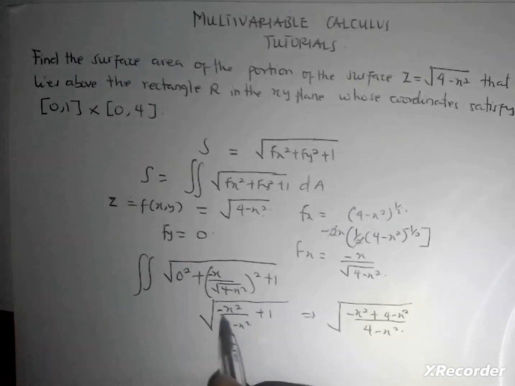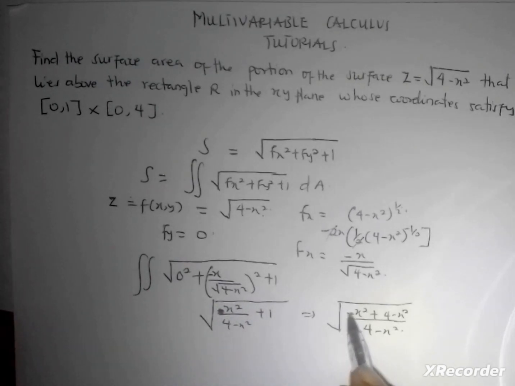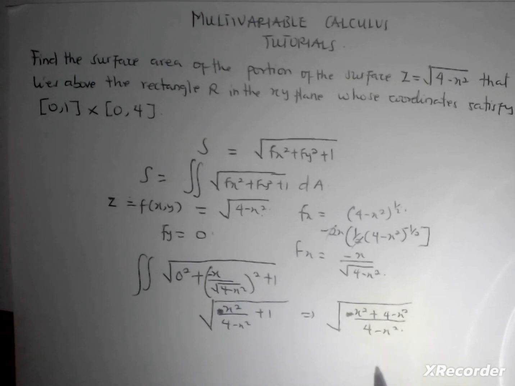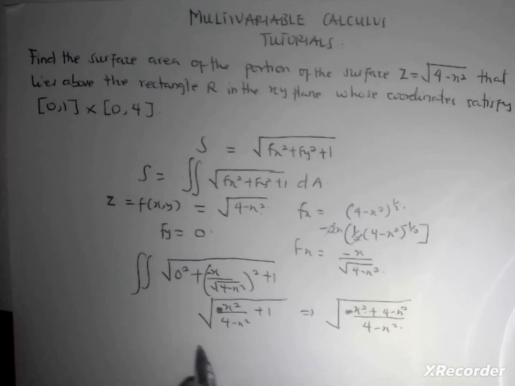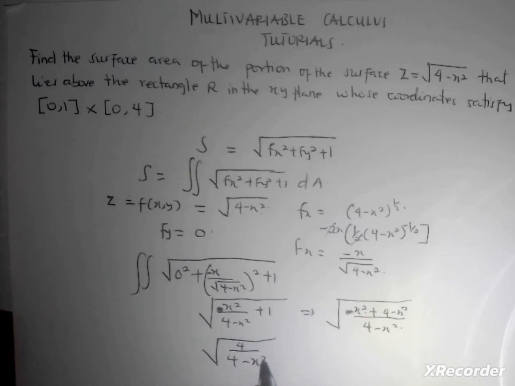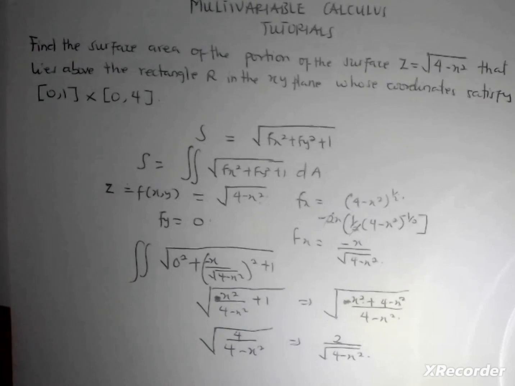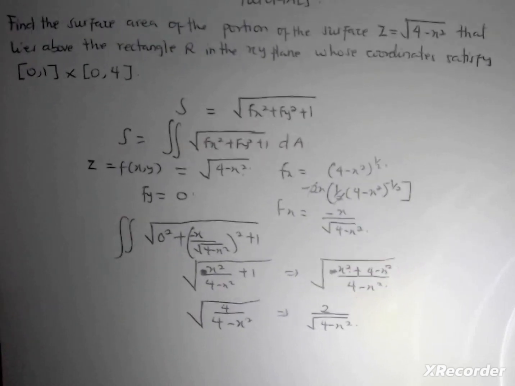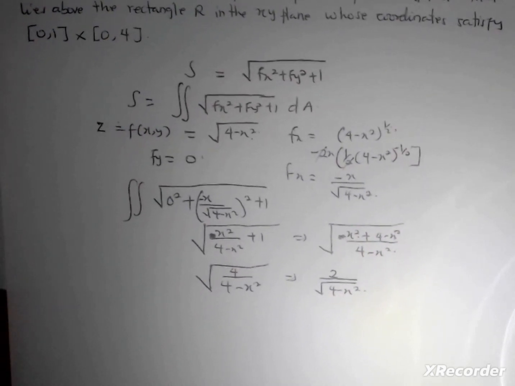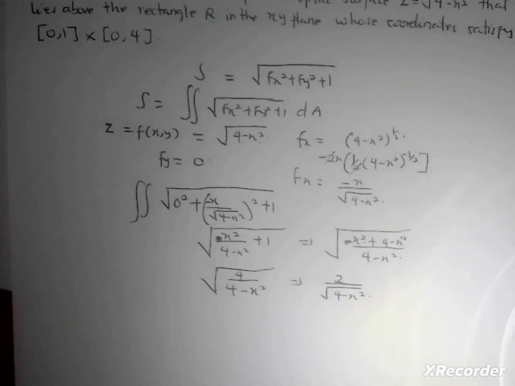Sorry, this is going to be positive after we have squared, so the negative will go away. So here becomes x squared plus 4 minus x squared all over 4 minus x squared. At this point, the x squared cancels out, and we are left with 4 over the expression 4 minus x squared. So this simplifies to 2 over the square root of 4 minus x squared. So this is what you've got now, and you have to introduce our integral sign and all that.